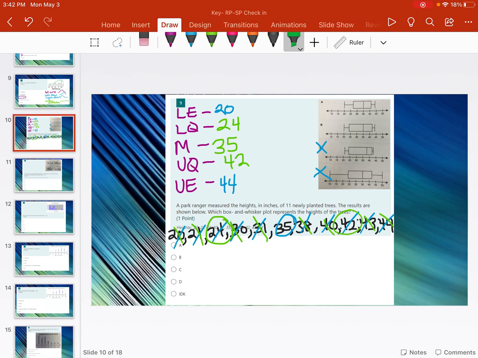So now looking back at my picture, 24 is my lower quartile. For A, that's hitting more like 26 or 27. On B, it's hitting at 24. So actually, B is going to be our answer for this one.